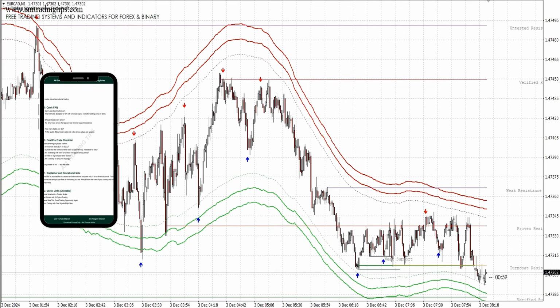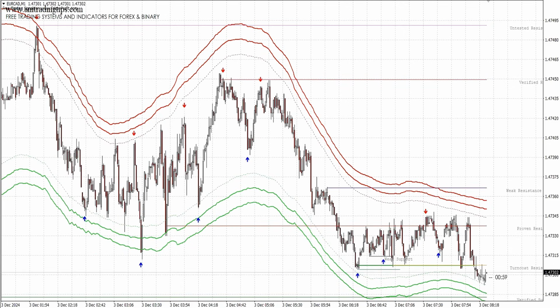Now that you understand the rules clearly, let's move to the live chart examples and see how this strategy works in real market conditions.